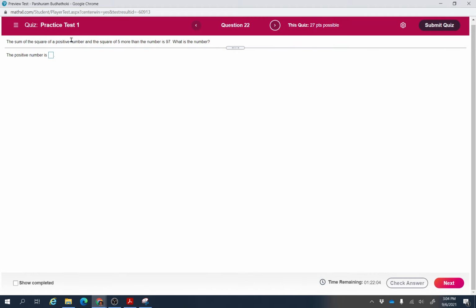The sum of the squares, I'm going to skip it. This is exactly the same. You have to form a quadratic equation and solve it.